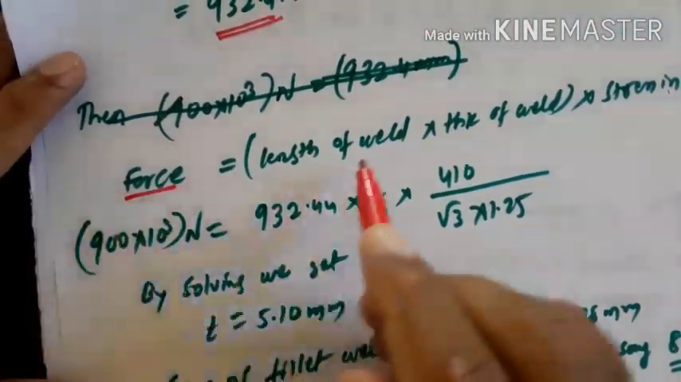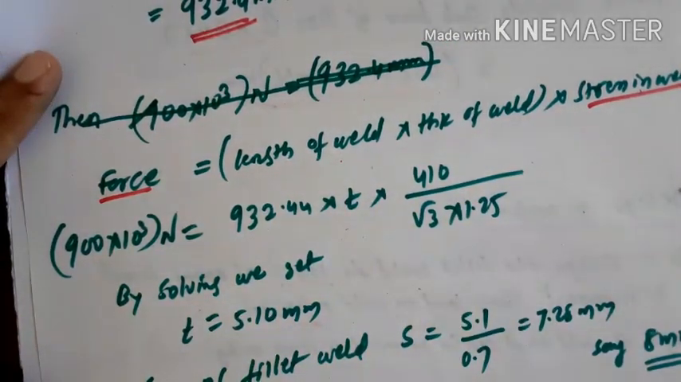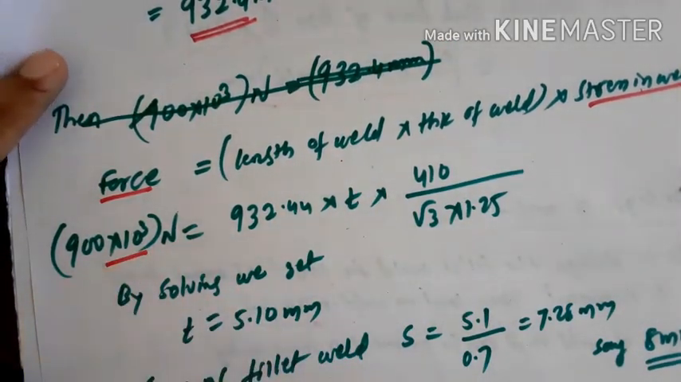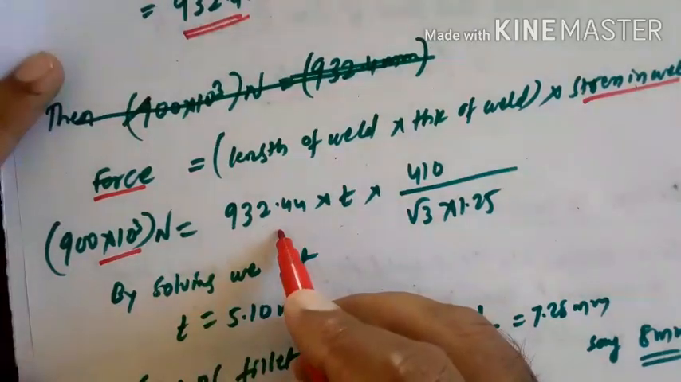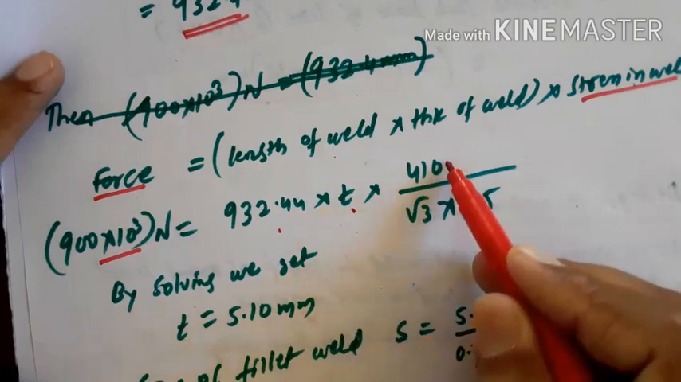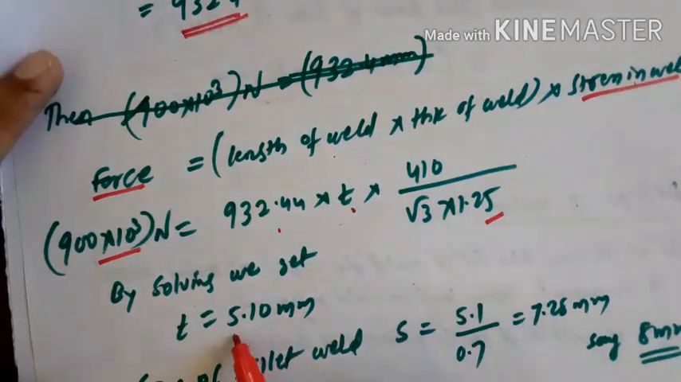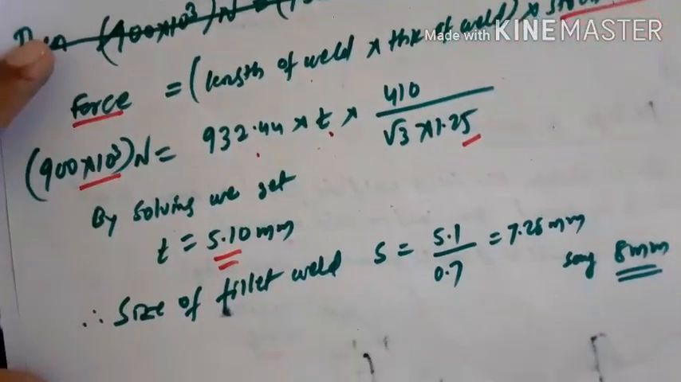So force equal to what? Length of the weld into thickness of weld into stress in the weld. Then equate it. Force we know how much it is coming. Then length of the weld we have calculated. Then the thickness, 410 divided by root 3 into 1.25. By solving we get thickness as 5.1 mm.